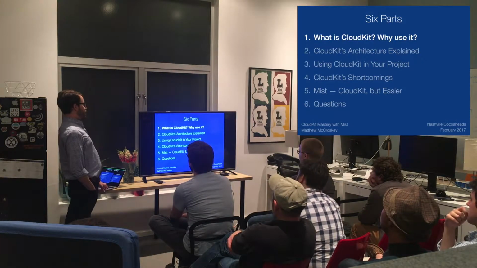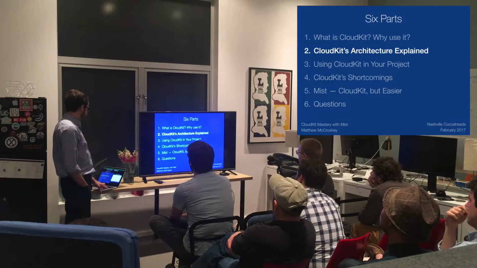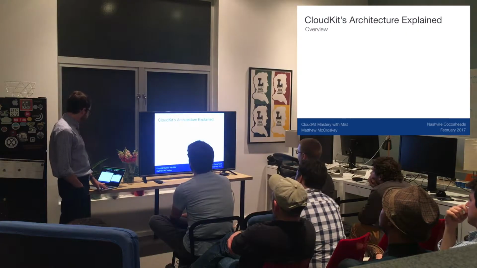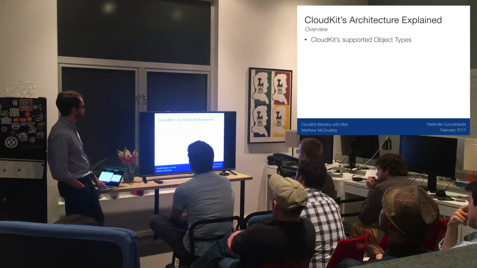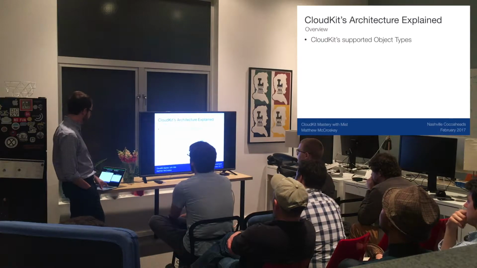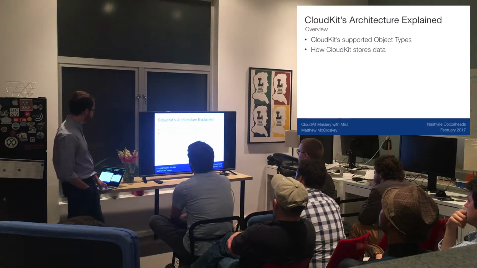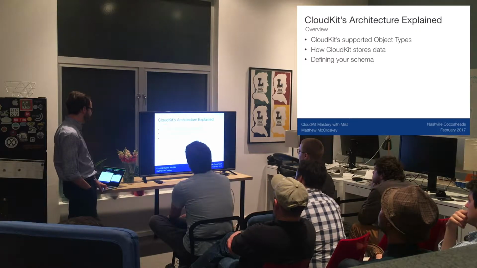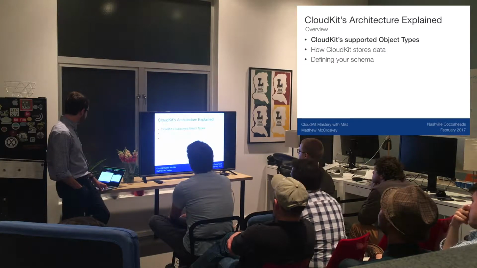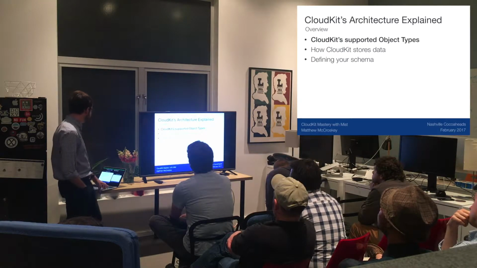Okay, so that's what CloudKit is and why you might want to use it. Let's talk about how things are structured. So we're going to talk about CloudKit's different supported object types, the different kinds of things you can store in it, how it stores your data and where it stores it, how you can define your schema in a little bit more detail than we said before. So we'll start with CloudKit supported object types.